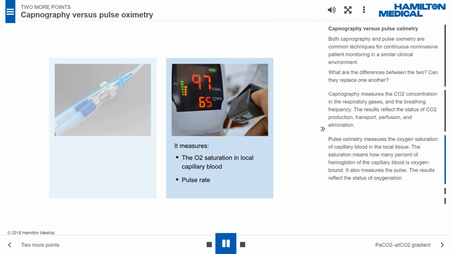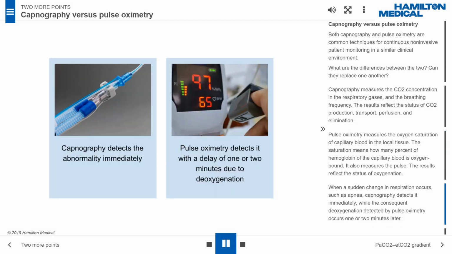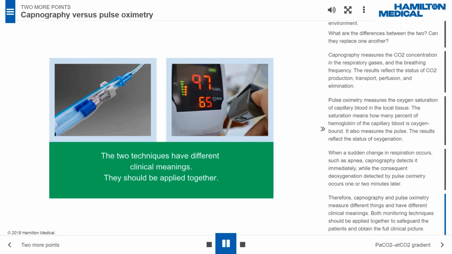Pulse oximetry measures the oxygen saturation of capillary blood in the local tissue. The saturation means how many percent of hemoglobin of the capillary blood is oxygen-bound. It also measures the pulse. The results reflect the status of oxygenation. When a sudden change in respiration occurs, such as apnea, capnography detects it immediately, while the consequent deoxygenation detected by pulse oximetry occurs 1 or 2 minutes later. Therefore, capnography and pulse oximetry measure different things and have different clinical meanings. Both monitoring techniques should be applied together to safeguard the patients and obtain the full clinical picture.